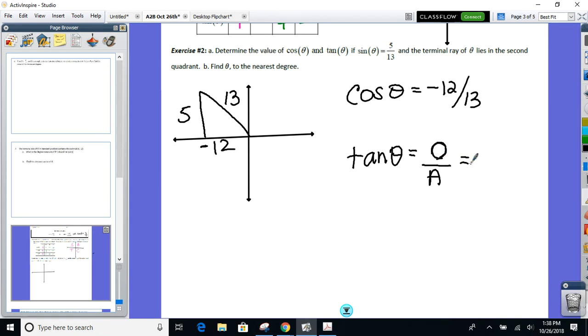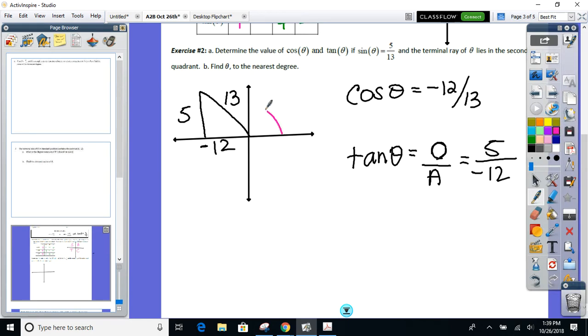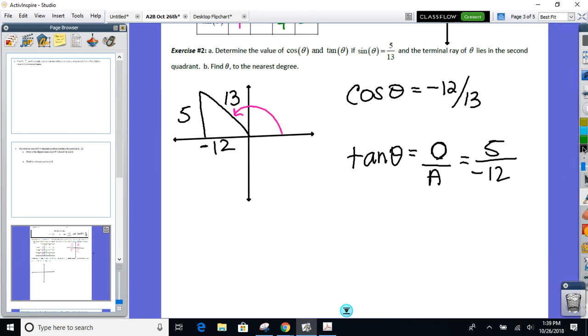So what would be the opposite side? 5, adjacent side. Yep. And it should be negative anyway because it's tangent in the second. And now find the angle. Find the angle in the second quadrant. So what is that angle measure right there?